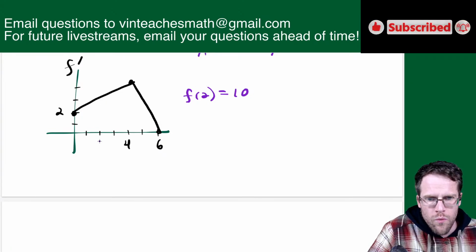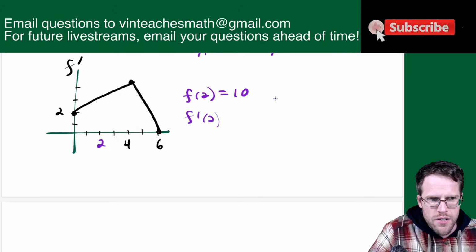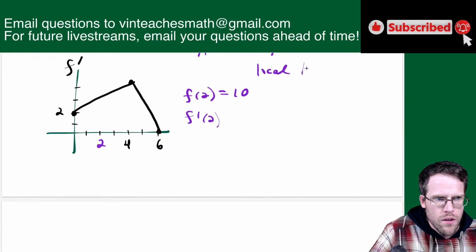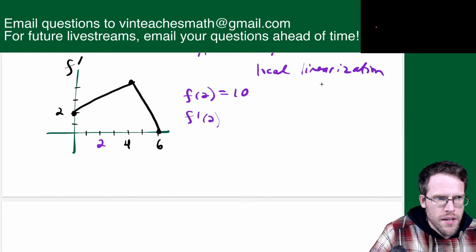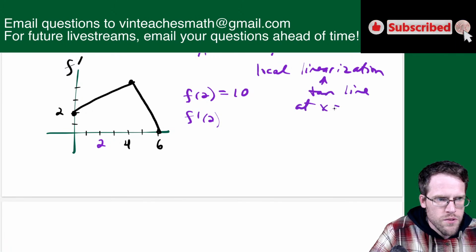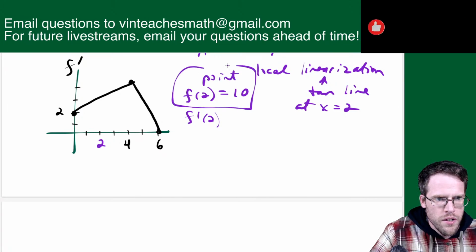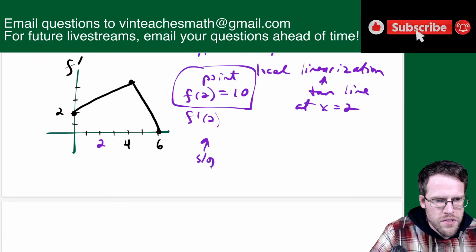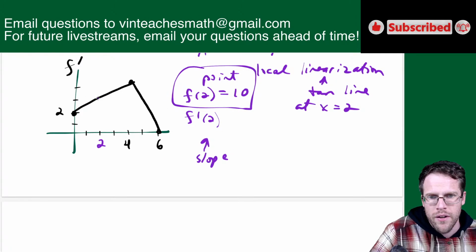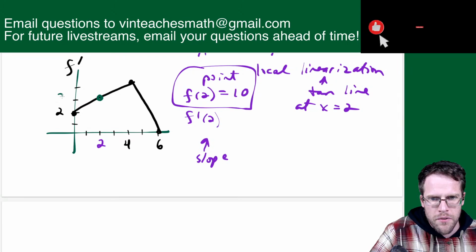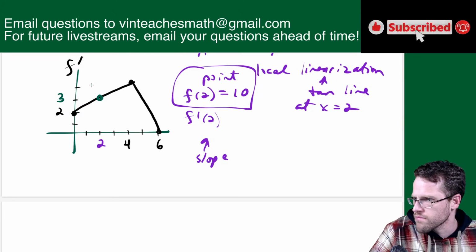One thing that's jumping out at me right away is local linearization. When I hear linearization, I'm thinking tangent line, specifically at x equals 2. So this is our point, but the slope is going to come from f prime, which we have a graph of. So f prime of 2, if we just look at the graph, is up here at 3. So f prime of 2 is equal to 3.